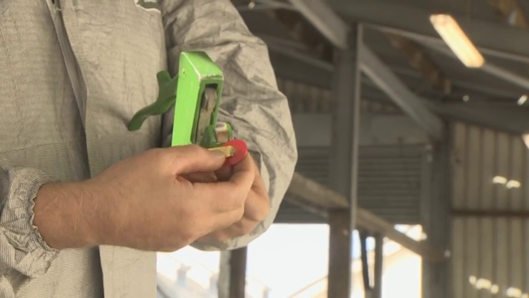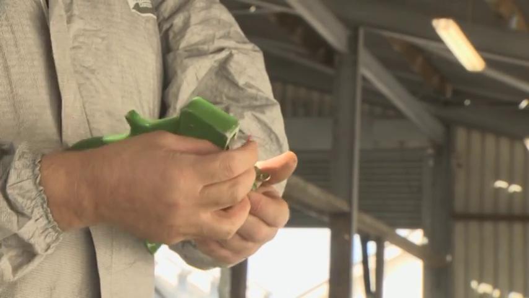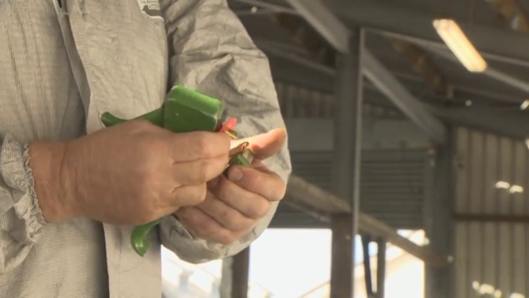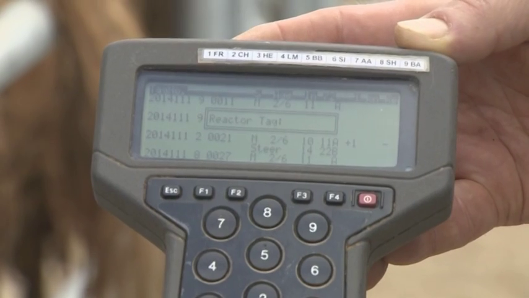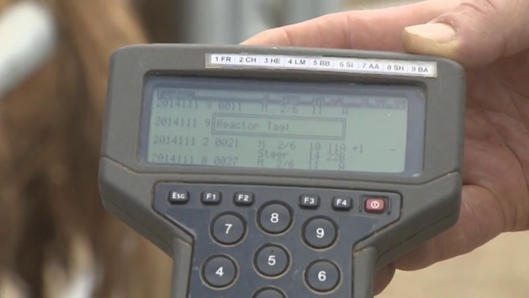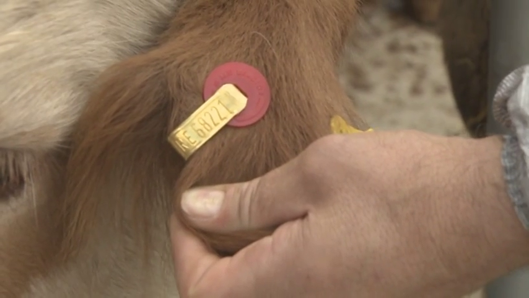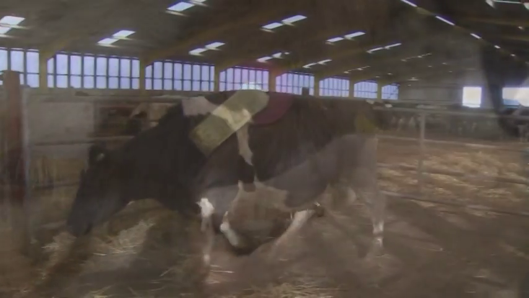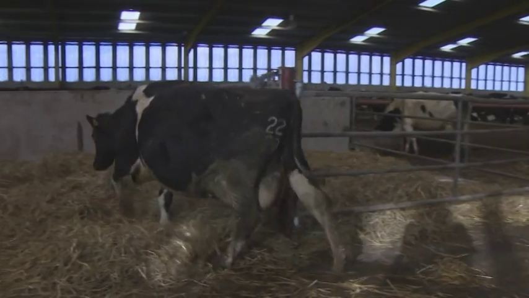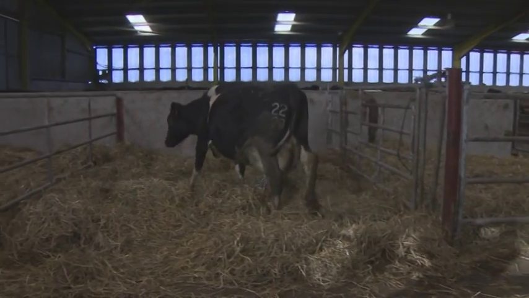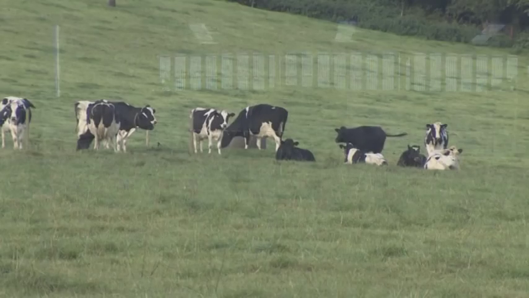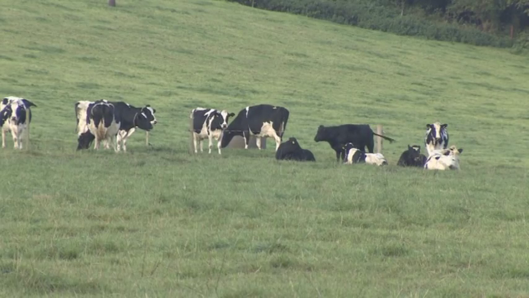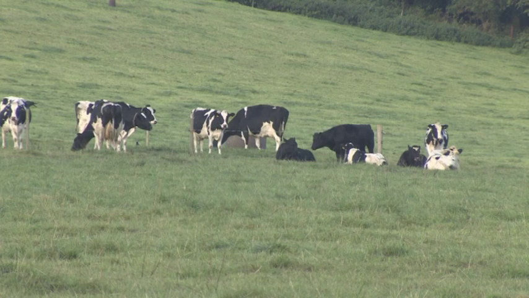Animals identified as reactors at a test must be marked with the reactor tag and a red disc in the left ear, and the details recorded. When animals are deemed reactor or inconclusive, the keeper must be advised to isolate them and to discard their milk if relevant. The herd is then restricted and no bovine movements in or out are permitted unless authorised by the Department of Agriculture.